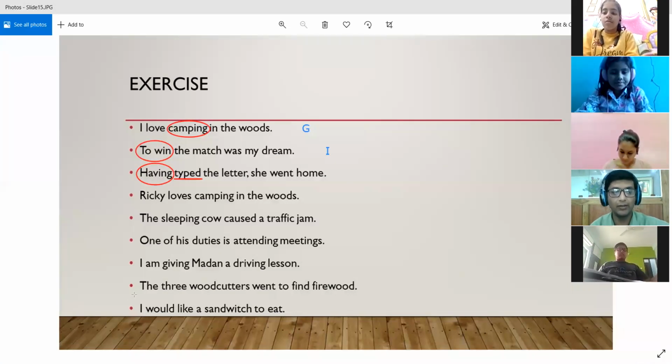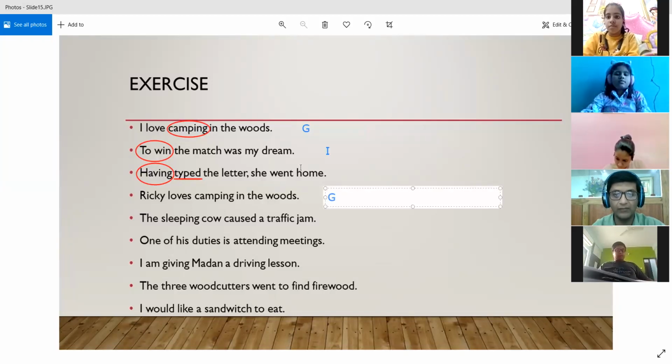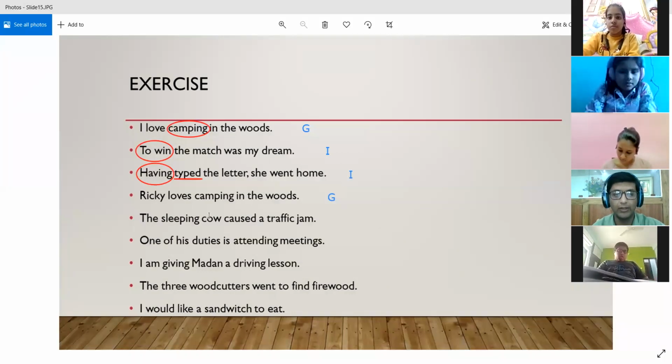All right. Ricky loves camping in the woods. Shubhanjali? Camping will be a gerund because it is telling the answer of the question what Ricky loves. Again it is a gerund because we are getting the information about what he loves. So this one is a gerund, and in the previous one it was modifying the verb, so it is a participle. All right. Answer the next one also, Shubhanjali.